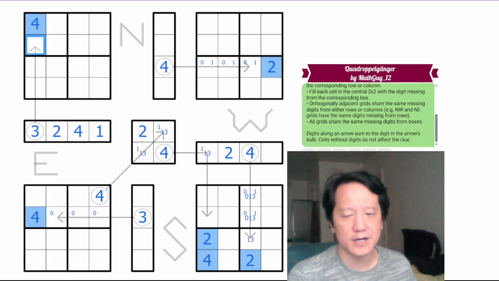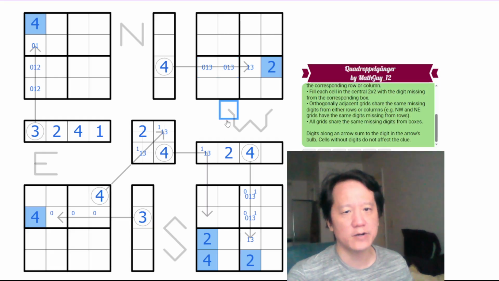This would be not 2, so this is 0, 1. You have 0, 1, 2 there. This is 0, 1, 3. We cannot have 1, 3 in both of these cells because we're missing a 1, 3 in the lower left box. So therefore, this is 1, 3 here and 0, 1, 3 there.